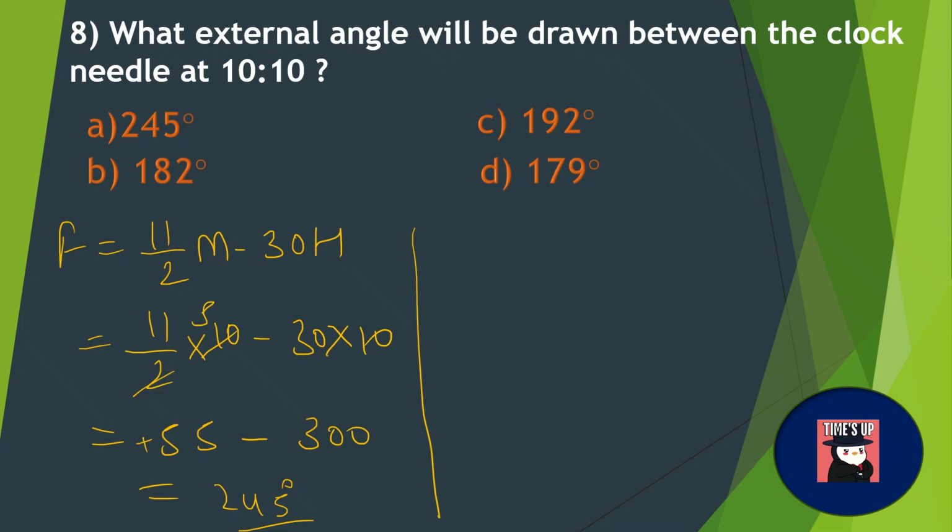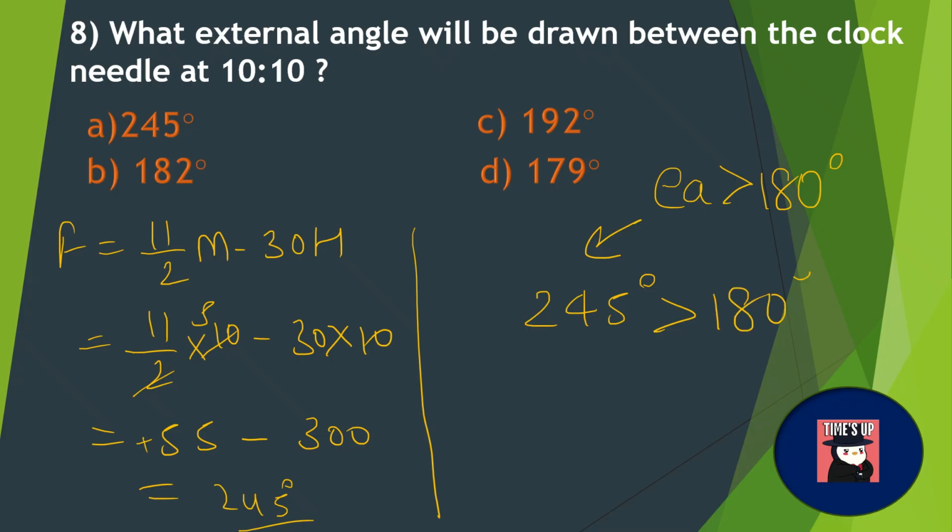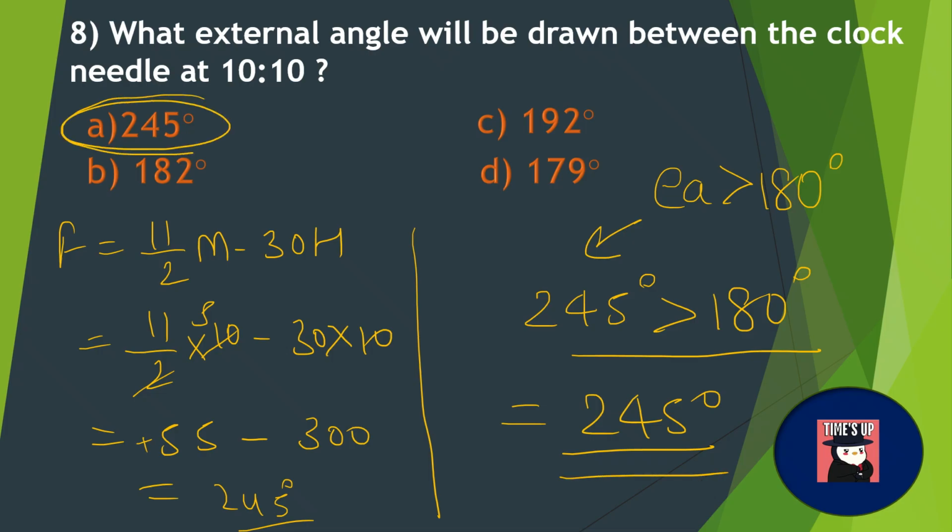Now they have asked about the external angle. External angle should be greater than 180 degree. Now insert that external angle is how much? 245 degree. 245 degree is greater than 180 degree, correct? So answer will be 245 degree, that is option A. Understanding?